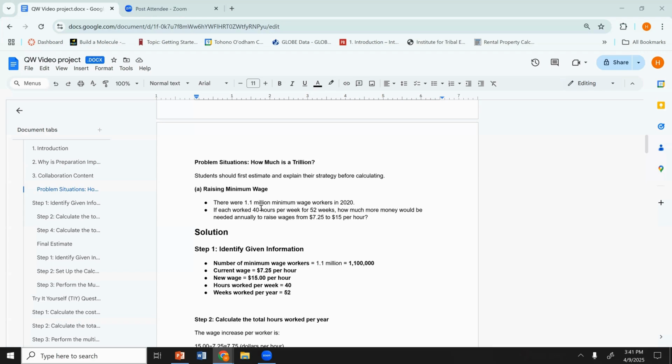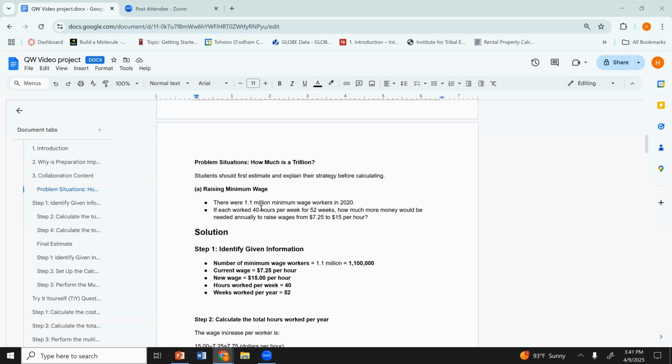There are 1.1 million minimum wage workers in 2020. And if each of these minimum wage workers works 40 hours per week and 52 weeks per year, how much money would be needed annually to raise wages from $7.25 to $15 per hour?